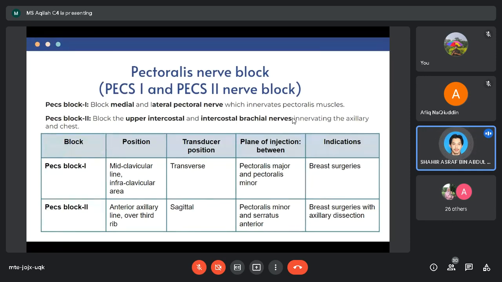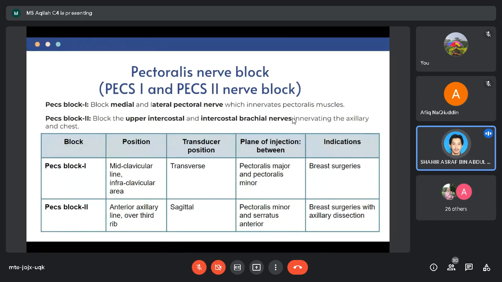For blocks that are more distal and more superficial, often they don't have a visceral effect. That's why the PECS block is not done as a sole anesthesia. It is always in combination with general anesthesia. So this is why you need to differentiate. Okay, now we already answered, correct?